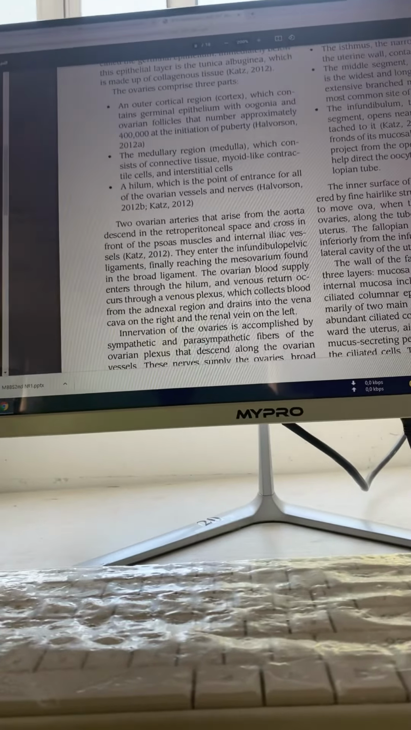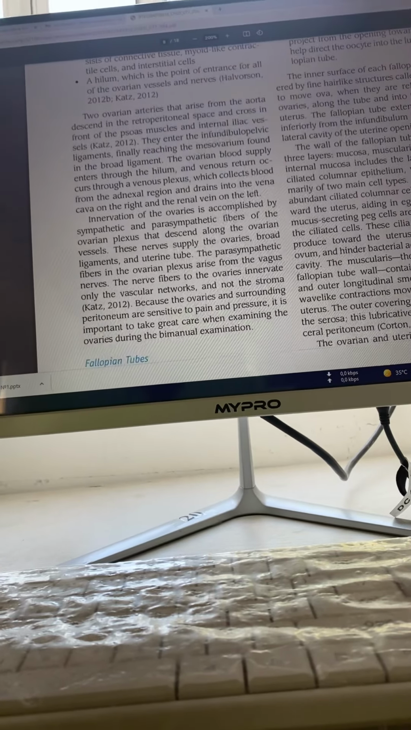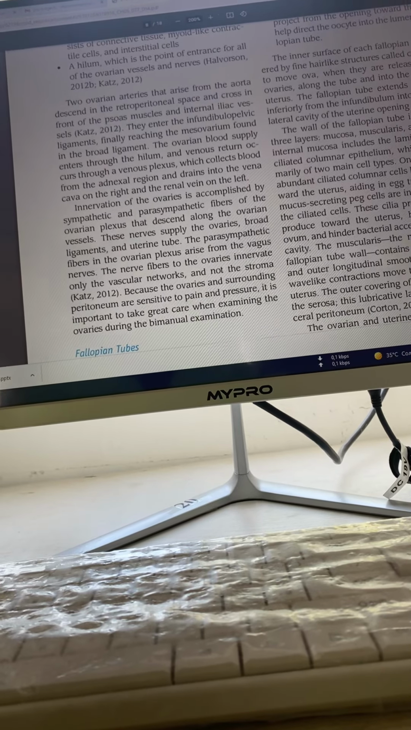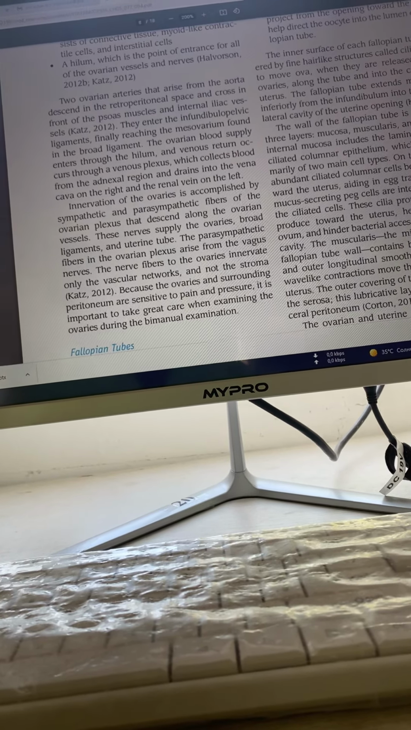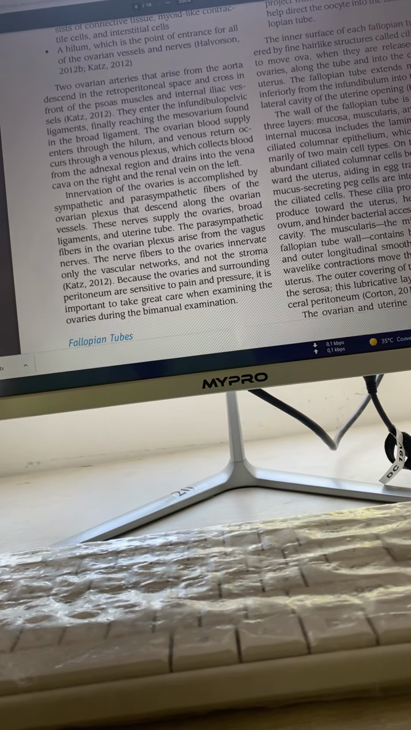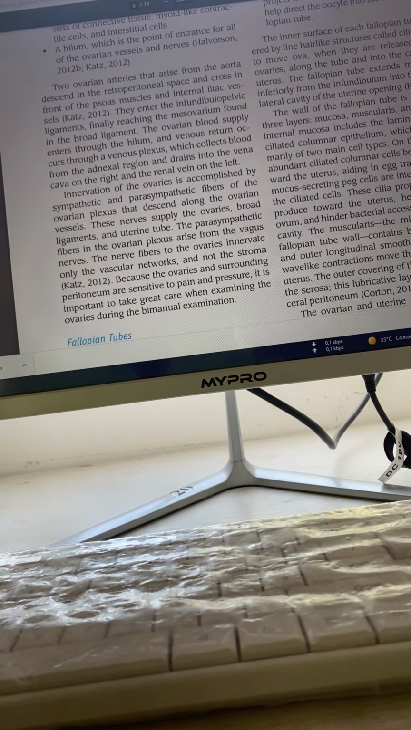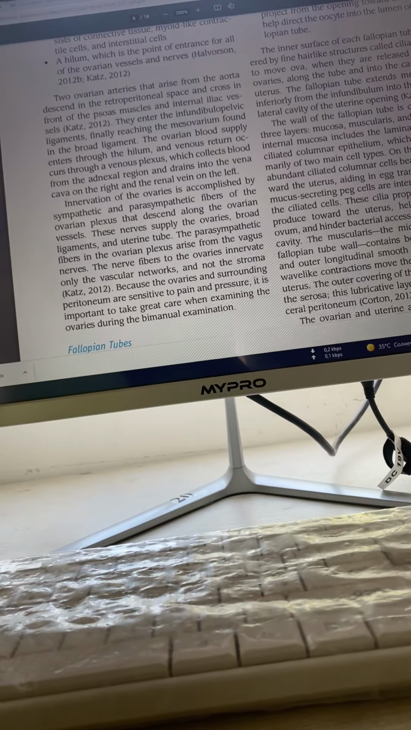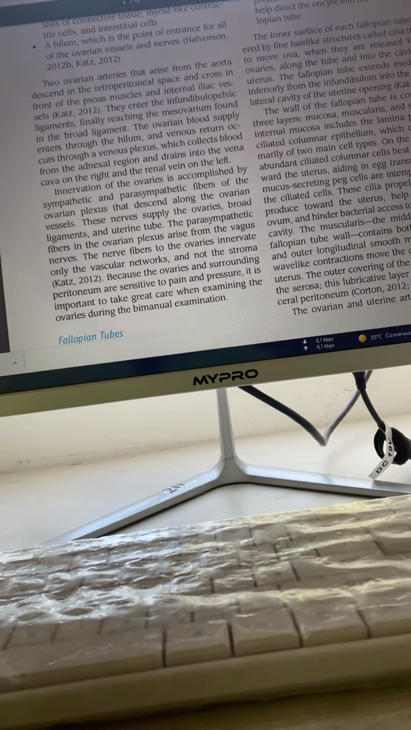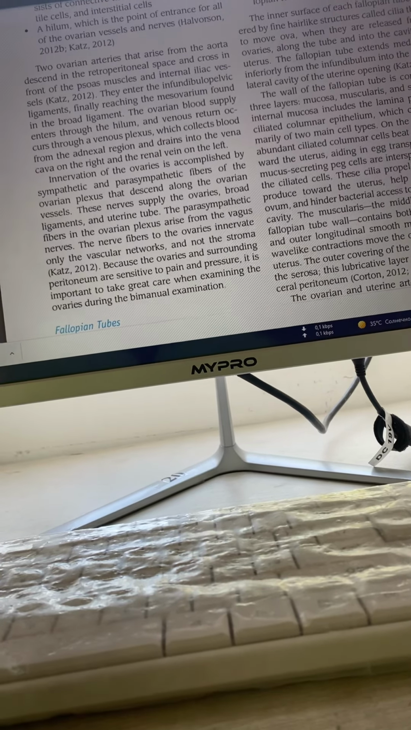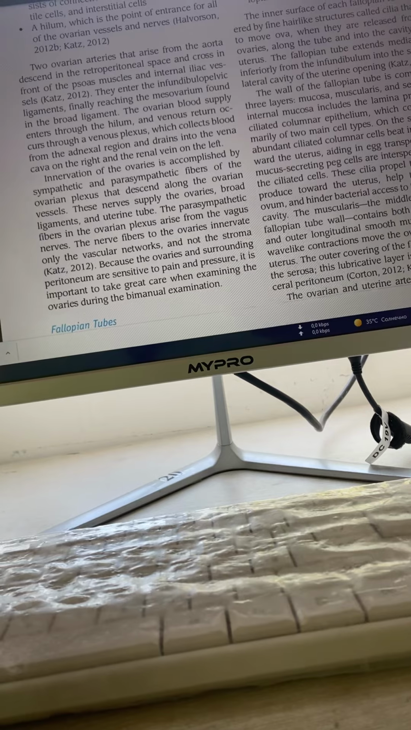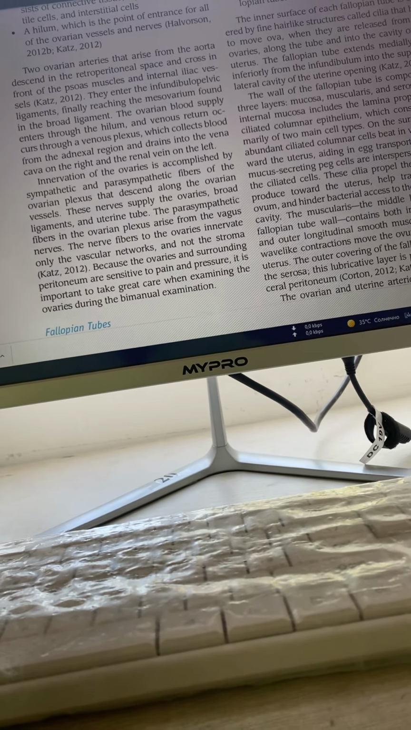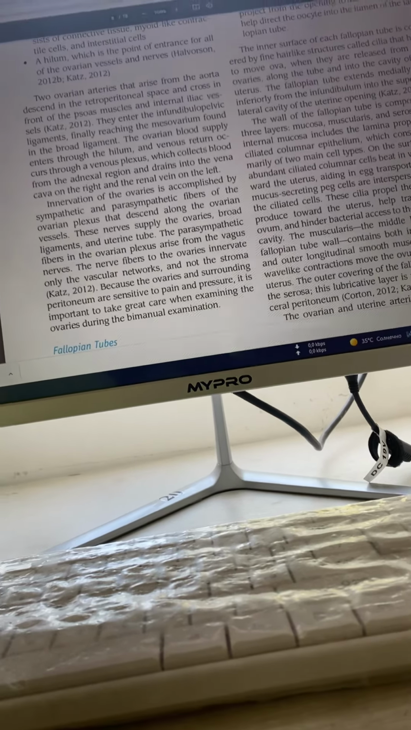The ovarian arteries that arise from the aorta descend in the retroperitoneal space and cross in front of the psoas muscle and internal iliac vessels. They enter the infundibulopelvic ligament, finally reaching the mesovarium found in the broad ligament. The ovarian blood supply enters through the hilum, and venous return occurs through a venous plexus, which collects blood from the adnexal region and drains into the vena cava on the right and the renal vein on the left.